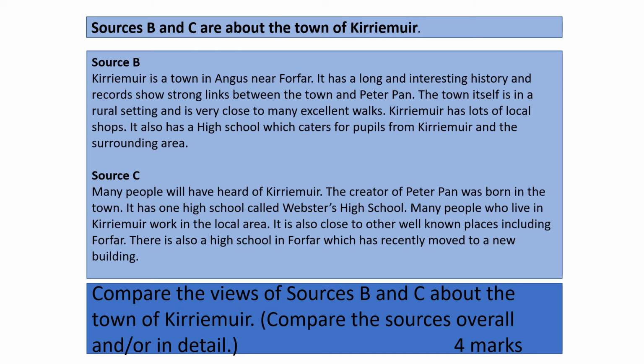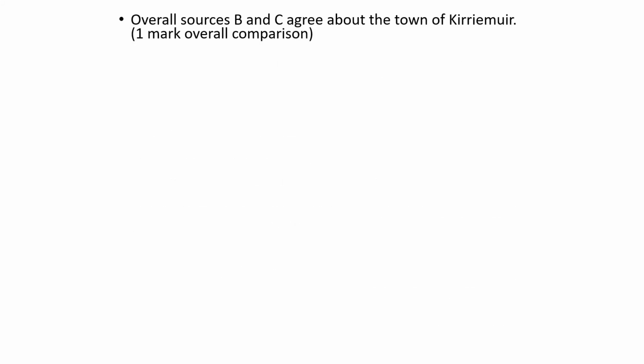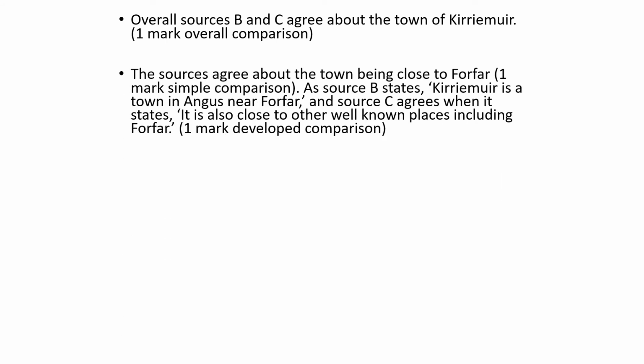And this is how your answer would look. So overall, sources B and C agree about the town of Kirriemuir. So that will get your mark at the start. That's your overall comparison. So you've said that the sources agree. You then need to say what the sources agree on and find the quotes that match. So, the sources agree about the town being close to Forfar. There's 1 mark. Then we need to quote from the source. As source B states, Kirriemuir is a town in Angus near Forfar, and source C agrees when it states it is also close to other well-known places including Forfar.